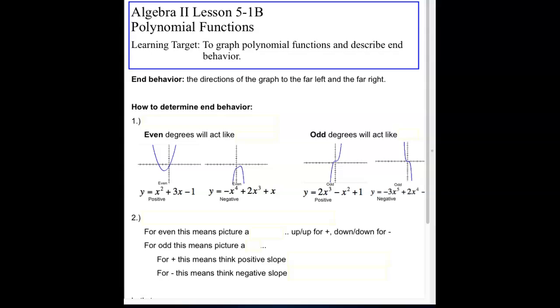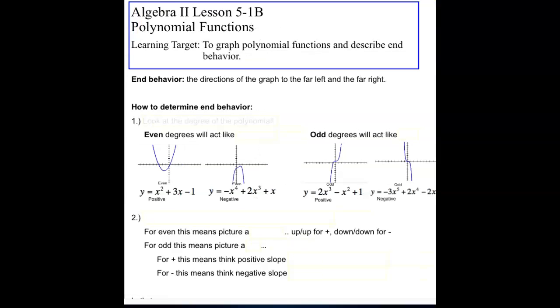Good morning. Today we're going to look at section 5.1, day 2. We're going to look at graphing polynomial functions and describing their end behavior. By end behavior, we're referring to the directions of the graph to the far left and to the far right. Not really what's happening in the middle of the graph towards the origin, but what happens as we move far to the left or right on the x-axis.